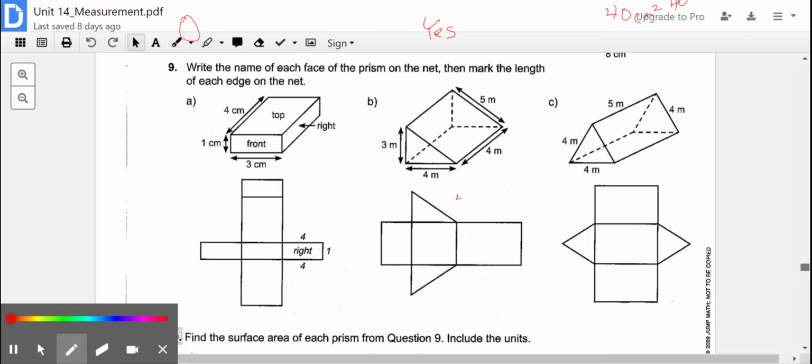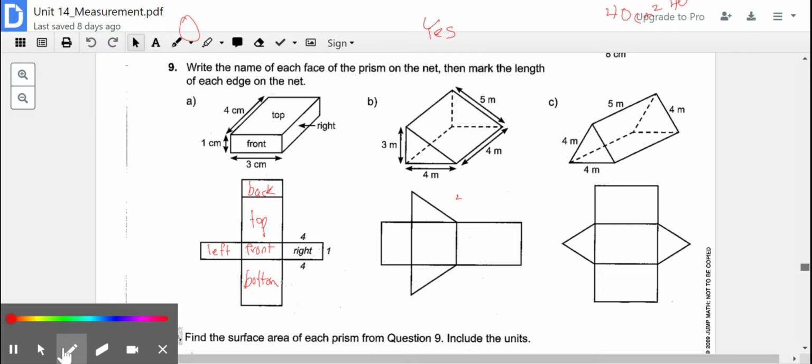Let's take a look at number 9. It says, write the name of each face of the prism on the net, then mark the length of each edge on the net. Okay, so we first have to label them. And they've given us the right one. Beside the right is the front. And on the other side is going to be the left. We've got the bottom, the top, and the back. So those are the parts that make up that prism if I were to unfold it.